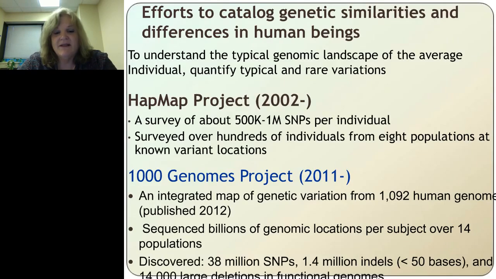What they discovered was about 38 million different single nucleotide polymorphism loci in the human genome, about 1.4 million insertions or deletions less than 50 bases wide, and about 14,000 large deletions in functional genomes. So there's a lot of diversity in just the small population that they studied. Roughly 1,000 people is definitely not the entire diversity of the human genome. It's just a fraction of it. But even in this fraction, we found an awful lot of diversity.